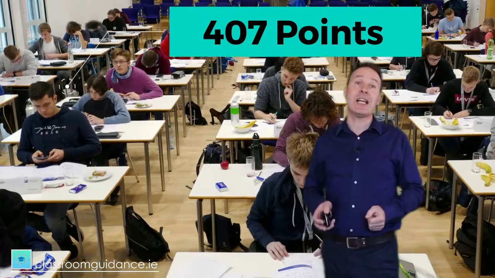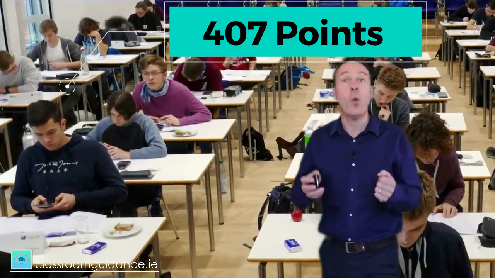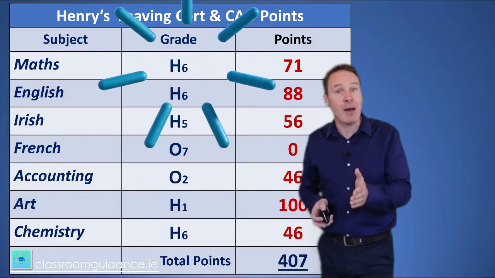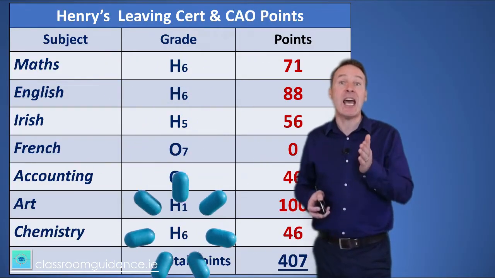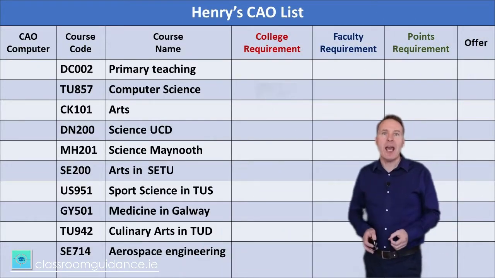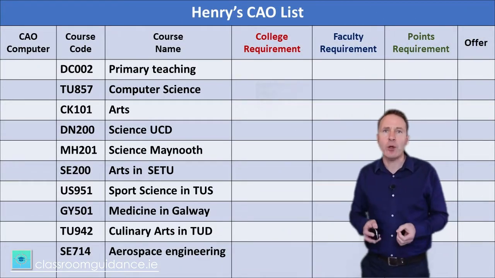So Henry does his Leaving Cert. He gets 407 points. Well done, Henry. The results of note are a H5 in Irish, a H6 in maths, an O7 in French, and a H6 in chemistry. Now the CAO algorithms get to work and it finds out what course Henry will be offered.